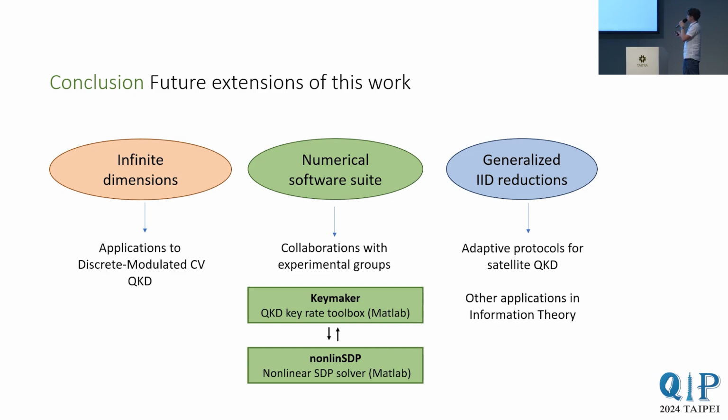For example, this could be used to develop time adaptive protocols for satellite QKD, but could also find other applications in information theory.